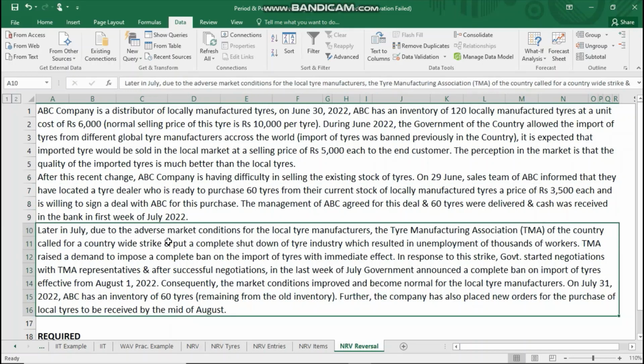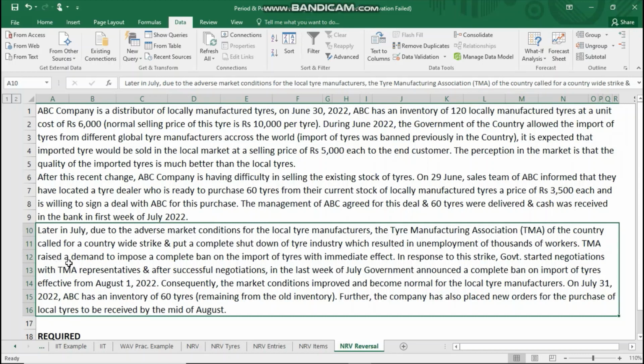Let's see further. Later in July, due to adverse market conditions for the local tire manufacturers, the Tire Manufacturing Association (TMA) of the country called for a countrywide strike and put a complete shutdown of tire industry, which resulted in unemployment of thousands of workers. Okay, so definitely these are very adverse circumstances for the local tire manufacturers. They called for a protest and a strike, and they shut down their operations across the country.